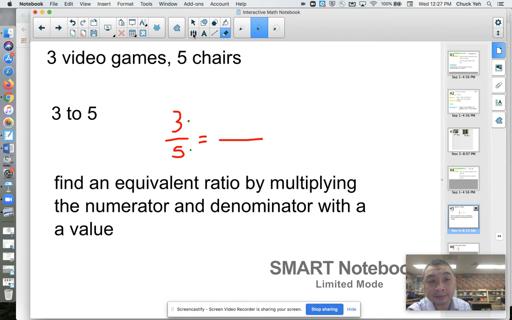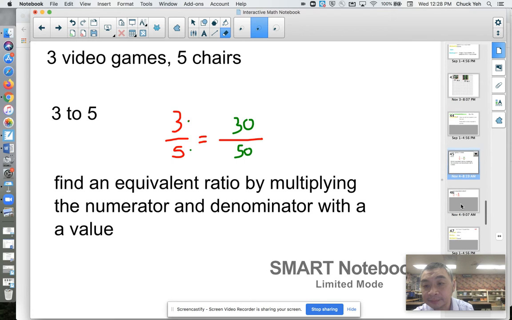Let's do 10. So 3 times 10 is 30. 5 times 10 is 50. So they're equivalent. 3/5 is equivalent to 30/50. Remember, it's kind of like with yesterday's mixture problem, mixture B and mixture C. Mixture C looks like there's a lot more, but it's still the same ratio. The flavor is still going to be the same. All right? So if you cross multiply, you still get the same answer. 3 times 50 is 150. 5 times 30 is 150.